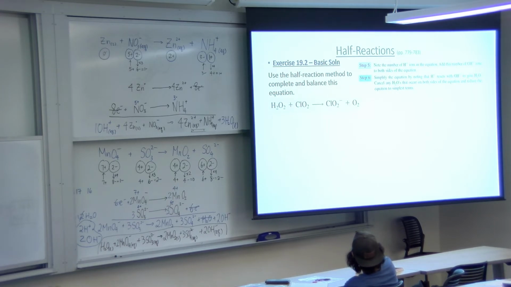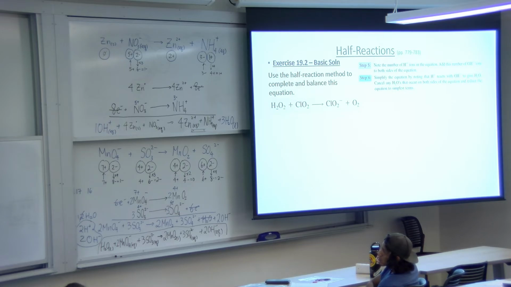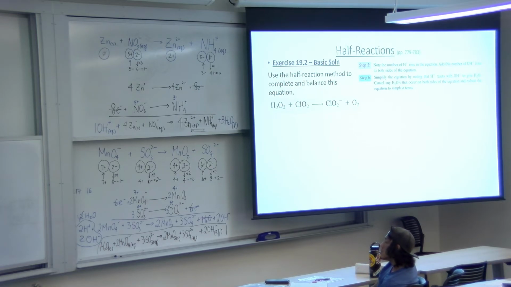This is again in basic solution. Exercise 19.2 says H2O2, which is peroxide, is reacting with ClO2, forming ClO2 minus plus O2. Again, as before, we should assign oxidation states for every element. But this is tricky. Be careful.